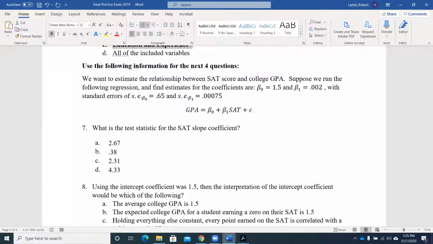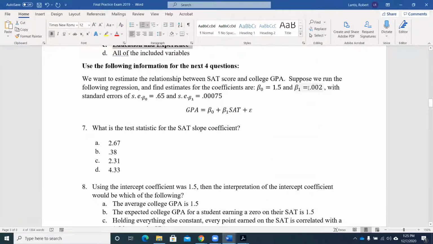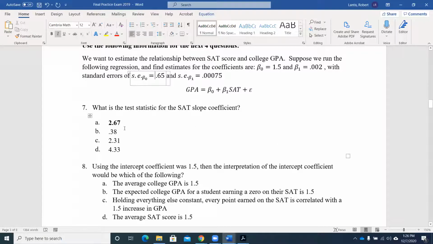So all we do, look at this formula sheet, take that coefficient estimate divided by the standard error, so 0.002 divided by 0.00075. Let me do this in the calculator right now. We should get about 2.67. Okay. I could do the test statistic for the intercept here as well. Just 1.5 divided by 0.65. If you do that, you should get about 2.3 for that one. Okay. So hopefully these test statistic questions are easy points on this exam.